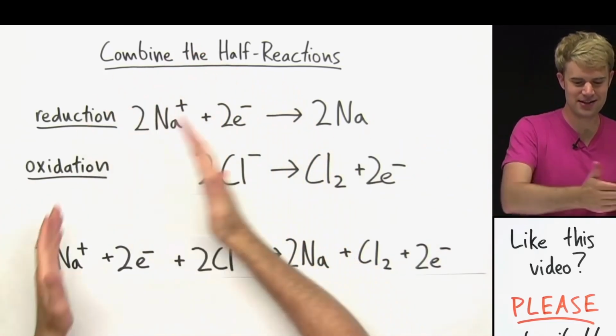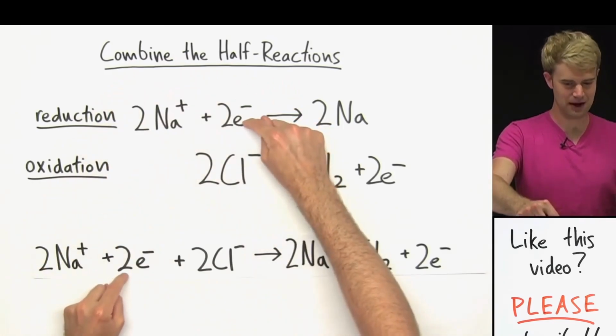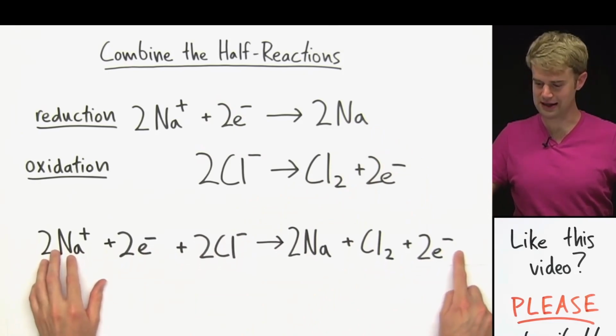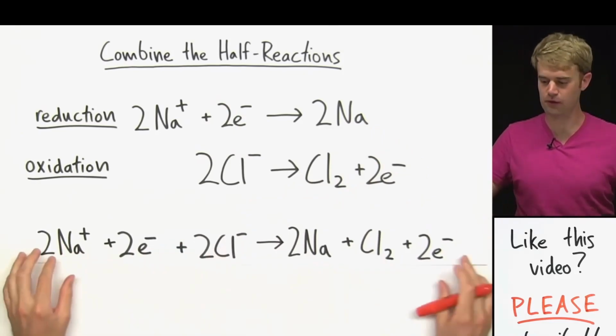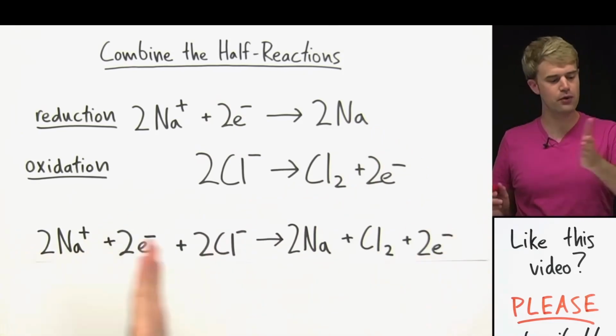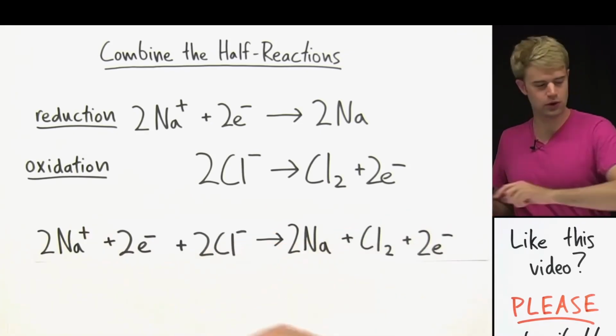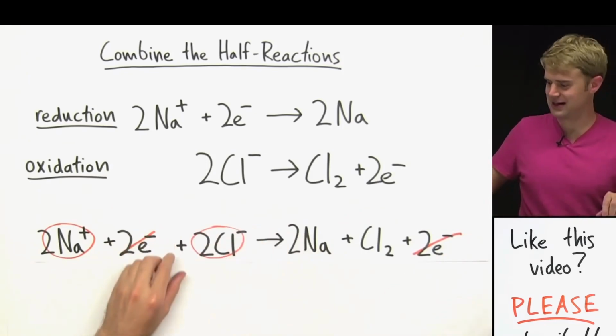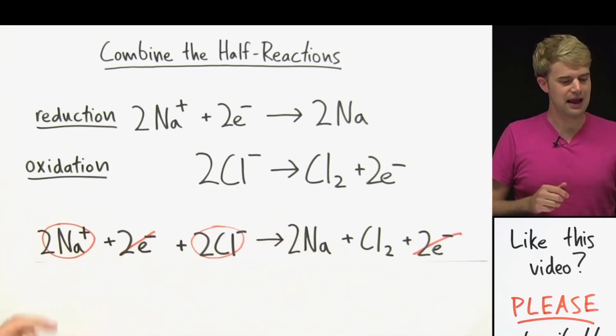I take everything on this side of the arrow and put it on one side. I have my Na, my 2 electrons, and my 2 Cl on this side. And then on this side, I have my Na, my Cl2, and my 2 e minus. Now there's still a little bit more that I have to do before this equation is totally finished. If there's anything on both sides of the arrow, we cancel it out. So there are 2 electrons here and 2 electrons here. I'll cancel those out. And then I have 2 Na plus here, and I have 2 Cl minus here. I can combine those together to make NaCl.